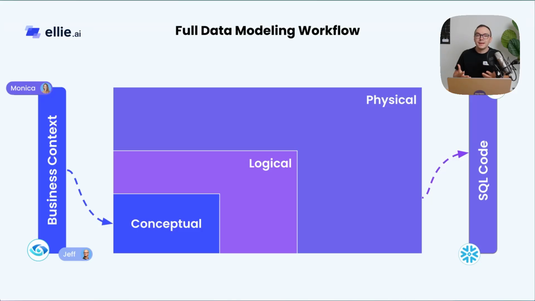And overall, Ellie supports your full modeling workflow. You can start by gathering the business context and creating your conceptual models. You can then proceed to your logical models, where you would work further on the attributes. And then you can always create your physical models, which would most likely be warehouse specific. So you'd have specific constraints and so on. And at the end of the day, it can also generate the SQL code you need, which you can easily execute directly in the warehouse of your choice.